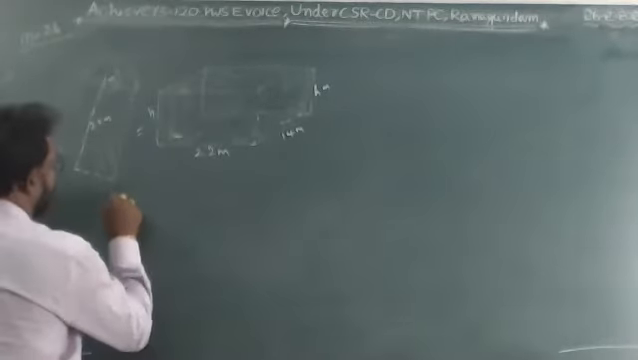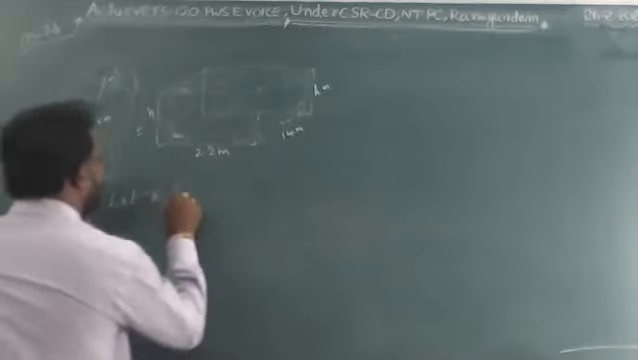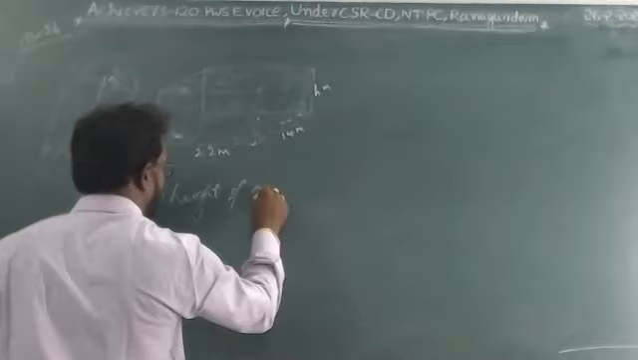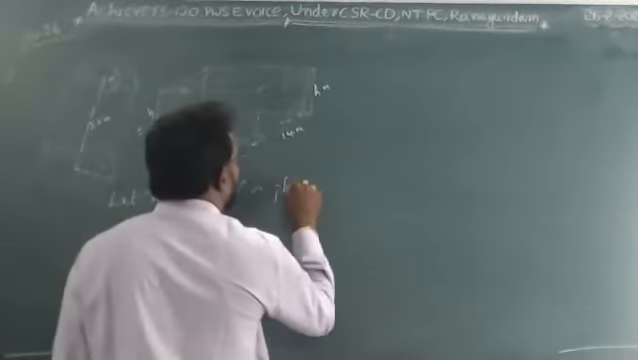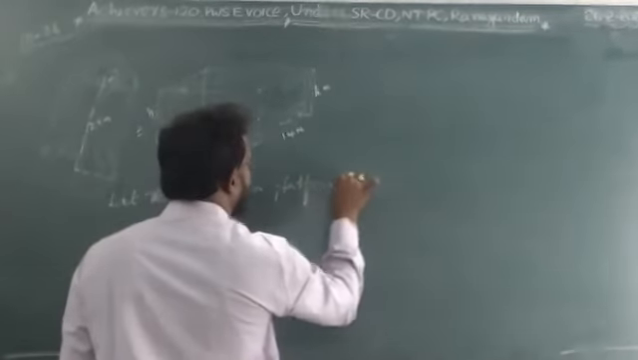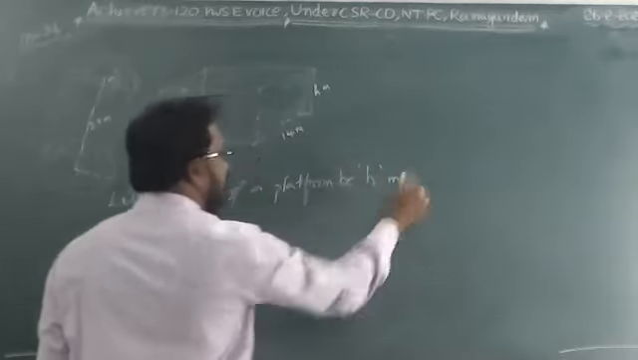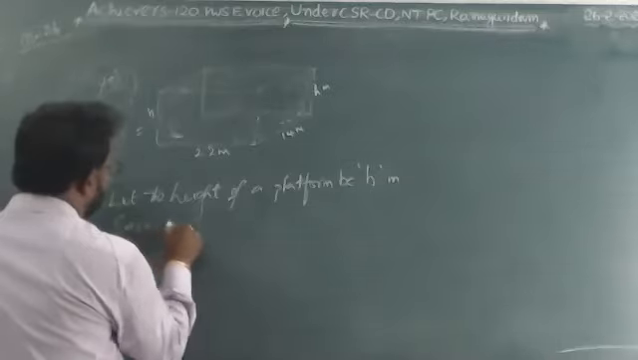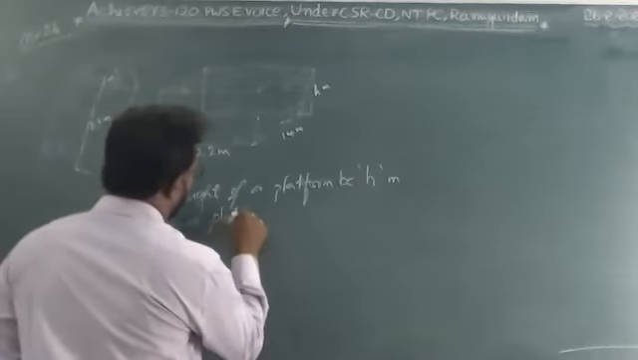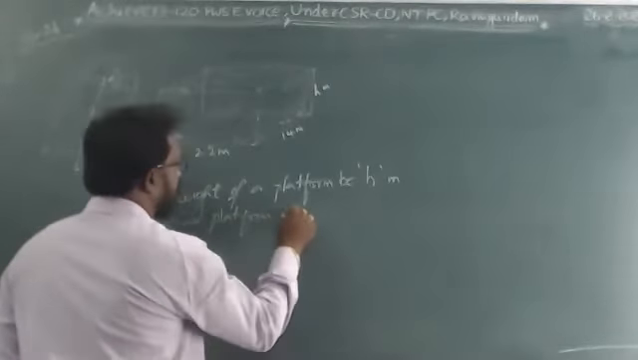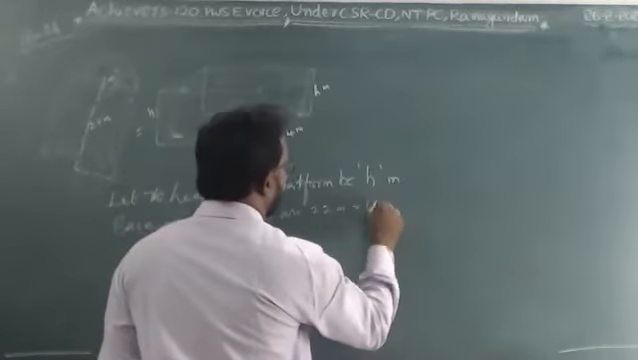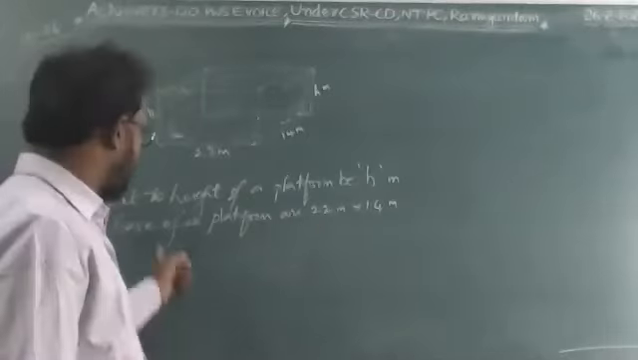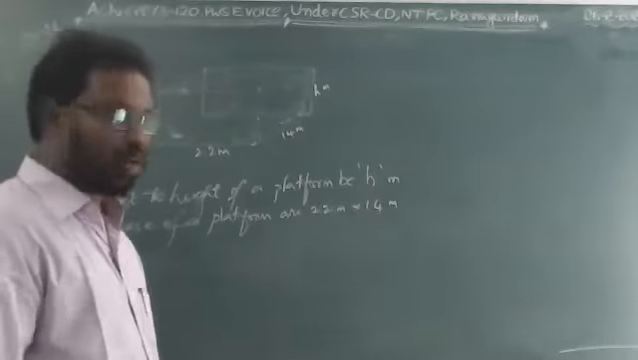Here, let the height of the platform be h meters. The base of the platform is 22 meters and 14 meters, meaning length and breadth, the dimensions of the platform, you can also write that, no issues.